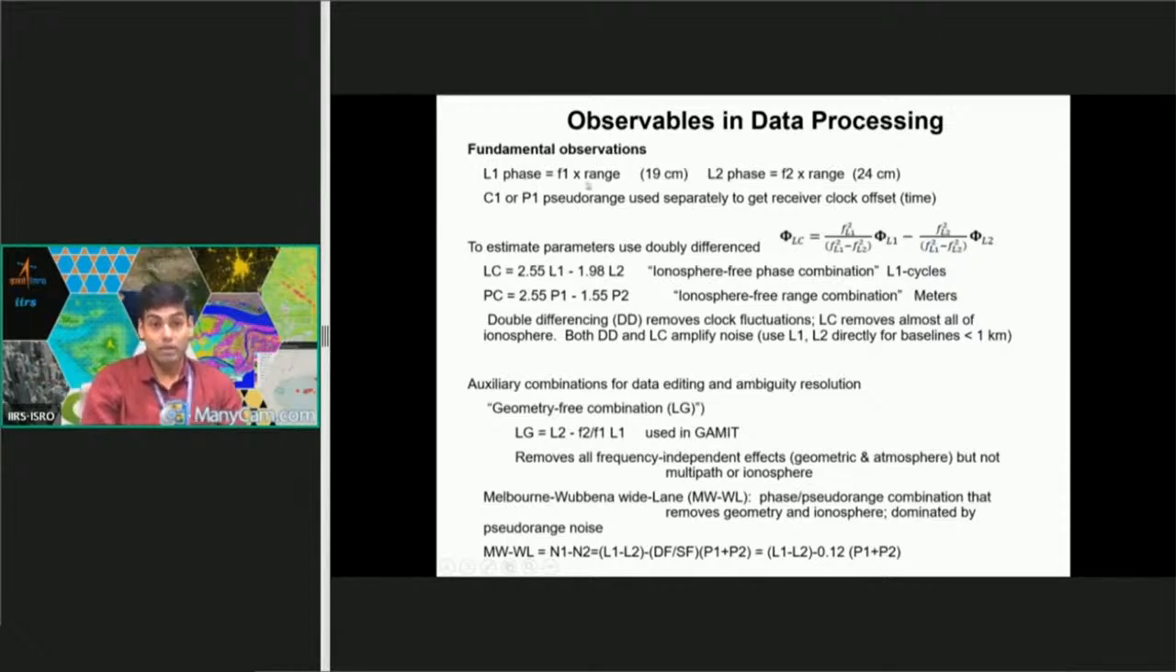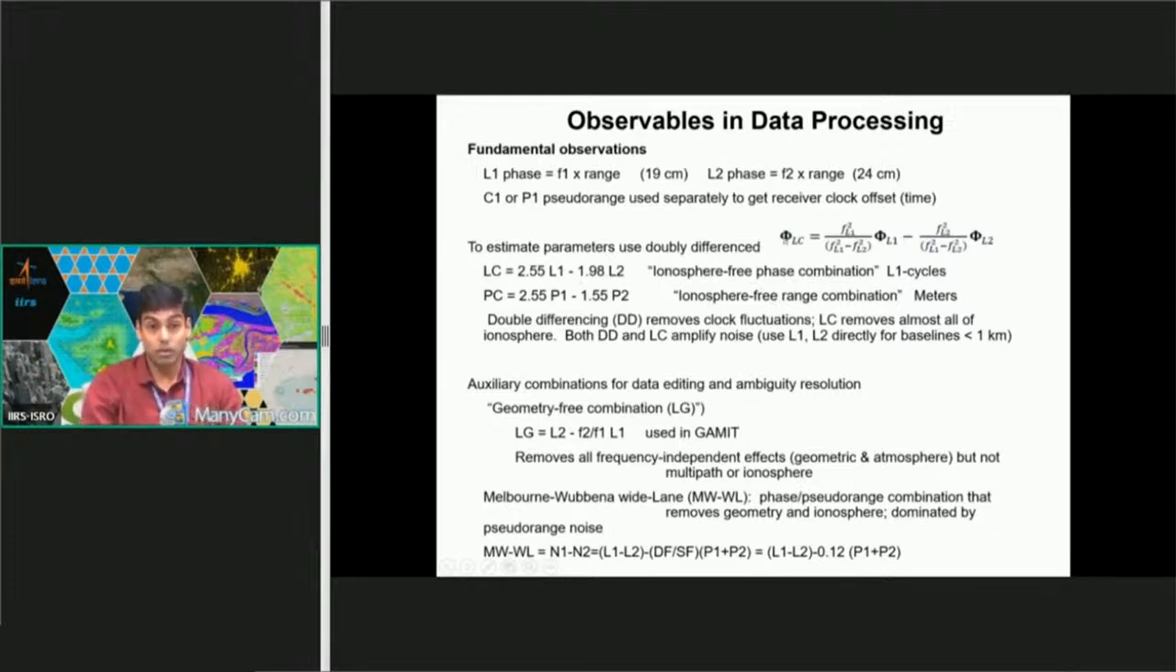So we know that the L1 phase carries 19 centimeters. One complete period is 19 centimeters, and the L2 phase is 24 centimeters. C1 P1 pseudo range is used separately to get the receiver clock offset time. So here is the general formula for the linear combination, to remove the ionosphere, geometry error and troposphere error.